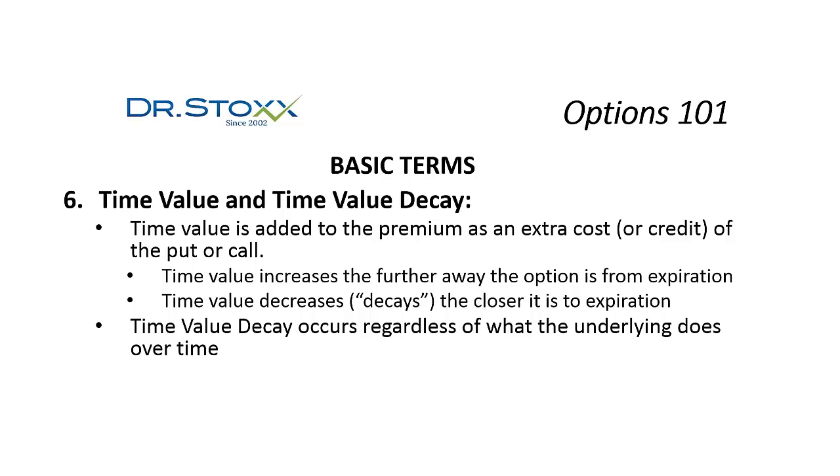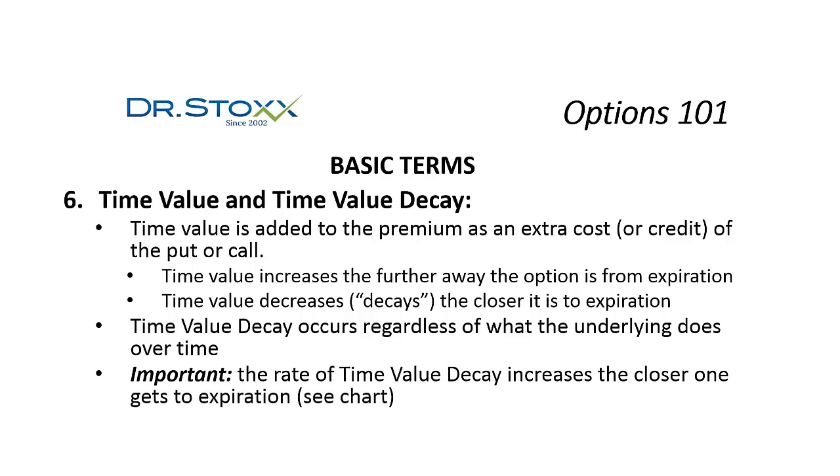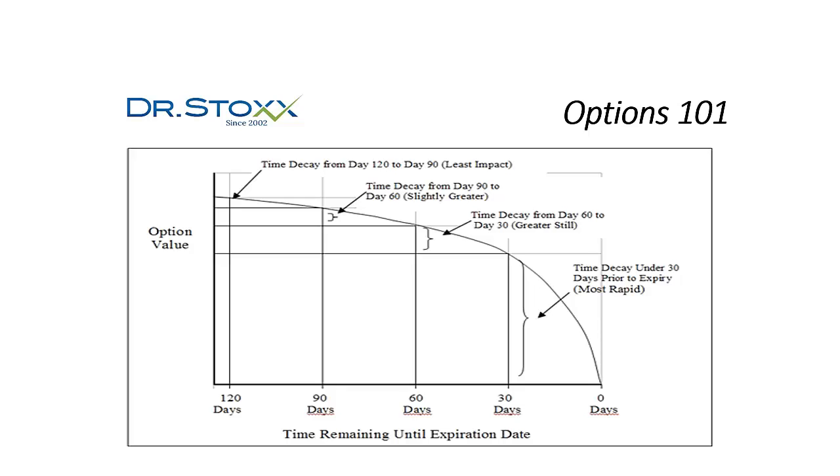Theta is a Greek letter that's sometimes used to describe this particular phenomenon of options. Time value decay, or theta decay, occurs regardless of what the underlying does over time. This is very important to understand. The rate of the time value decay increases. It's an exponential increase the closer one gets to expiration. Let me say that again. The rate of the time value decay, or theta decay, increases the closer one gets to expiration. Let me show you what this looks like in the following chart.